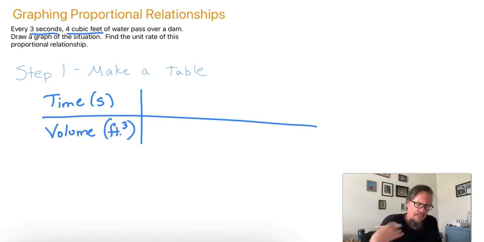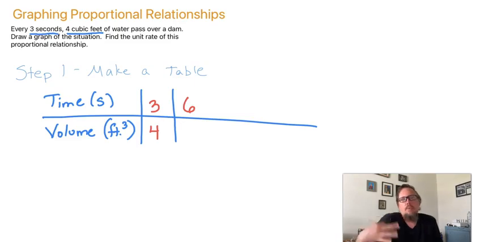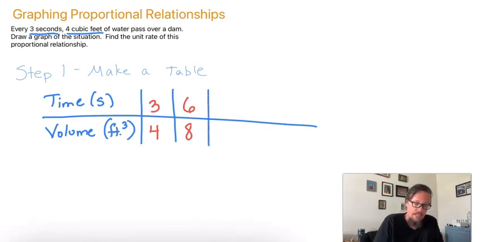It says every 3 seconds, 4 cubic feet of water pass over a dam. I'm going to make this as easy as possible. After 3 seconds, 4 feet of water have passed. I'm not even going to try to figure out what happens after 4 seconds, 5 seconds, etc. I'll just say 3 seconds after that, so after 6 seconds, 4 more feet have gone. That'd be 8 altogether, right? And then 3 seconds after that would be 9 seconds, so 4 more feet would be a total of 12.